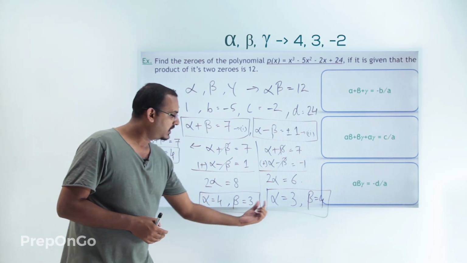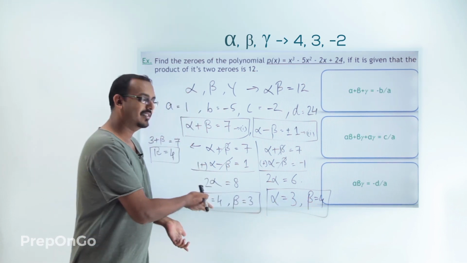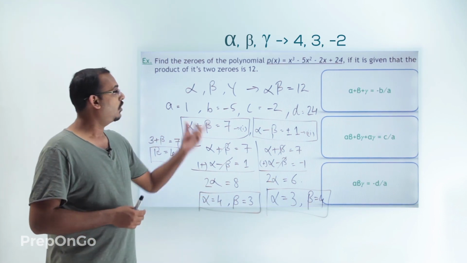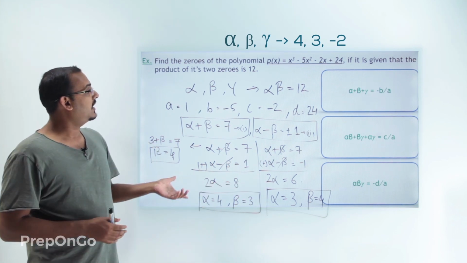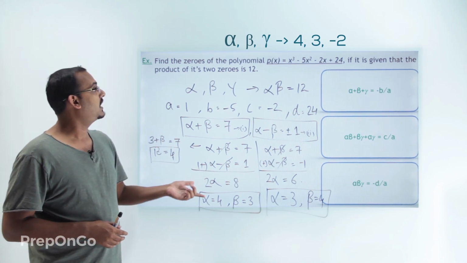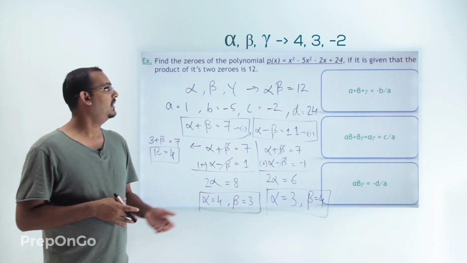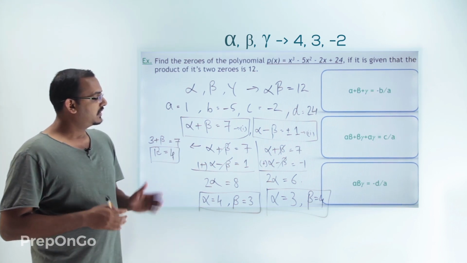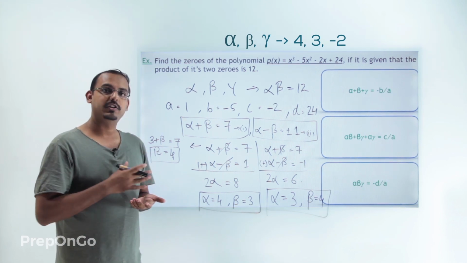So the thing to note here is that the two zeros that we have are 3 and 4, right? Anything can be alpha and anything can be beta. So the two new zero values of the given polynomial that we have found are 3 and 4. So we can say that the three different zeros of the polynomial that we have are -2, 3 and 4. So these three values are the zeros of the given polynomial x cube minus 5x square minus 2x plus 24.